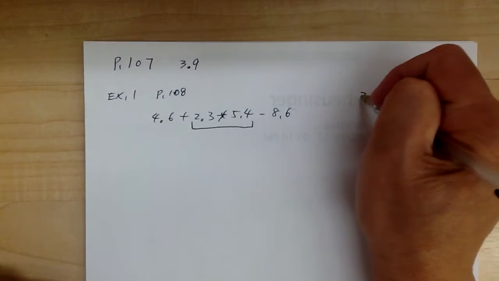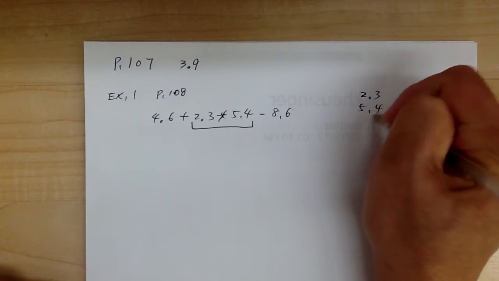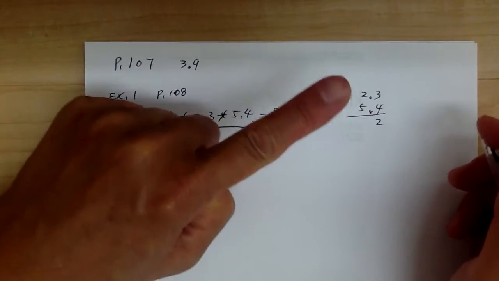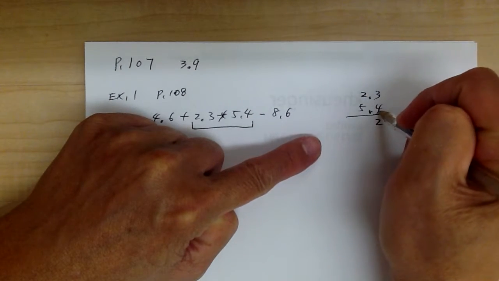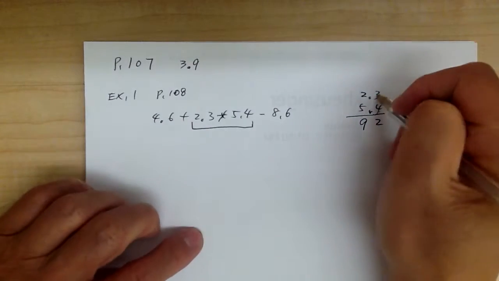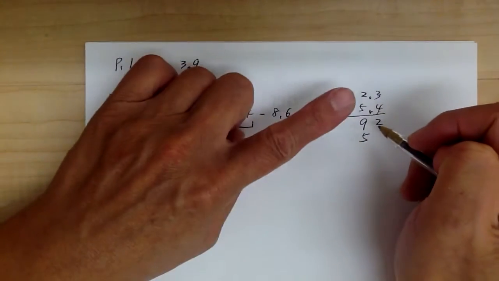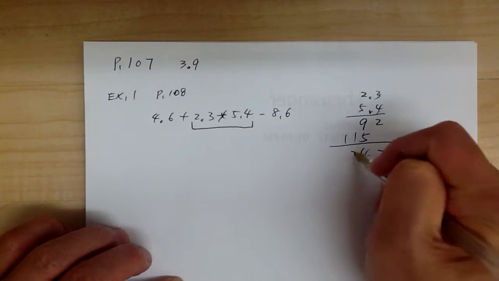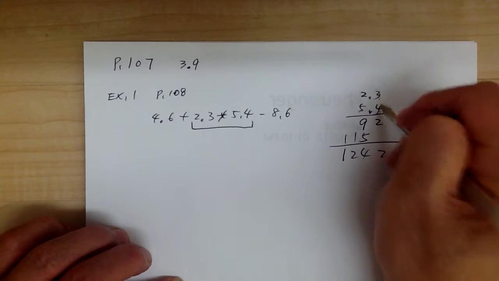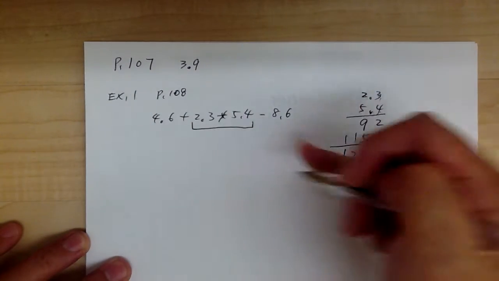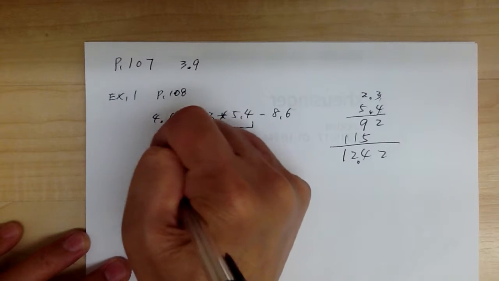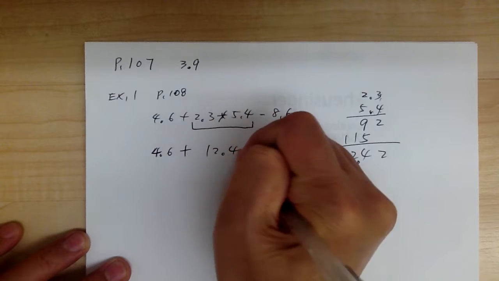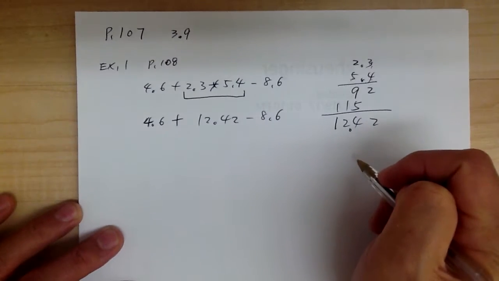So you go off to the side. You have 2.3 times 5.4. So 3 times 4 is 12, right? Write 2, carry 1. 2 times 4 is 8 plus 1 is 9. 5 times 3 is 15, carry 1. 2 times 5 is 10 plus 1 is 11. So you get 2, 4, 2, 1, and for decimal places, there are 2 places. So go off to the side, do that, and then come back over here. Make sure you show your work. So this becomes 12.42 minus 8.6.